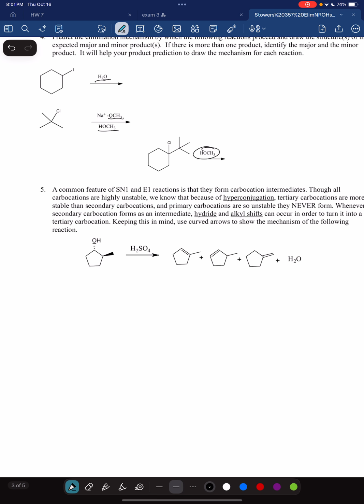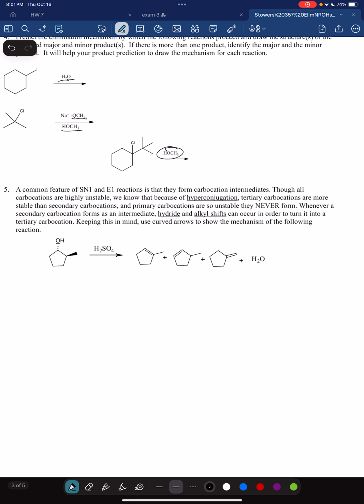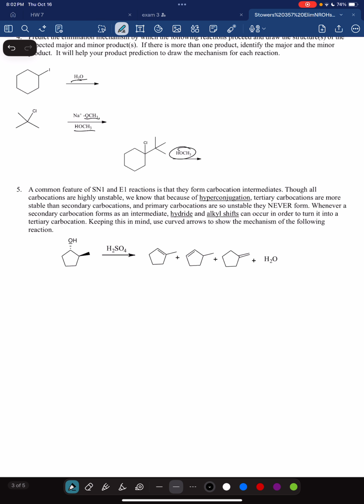A common feature of SN1 and E1 reactions is that they form carbocation intermediates. Though all carbocations are highly unstable, we know that because of hyperconjugation, tertiary carbocations are more stable than secondary carbocations, and primary carbocations are so unstable they never form. Whenever a secondary carbocation forms as an intermediate, hydride and alkyl shifts can occur in order to turn it into a tertiary carbocation. Keeping this in mind, use curved arrows to show the mechanism of the following reactions.